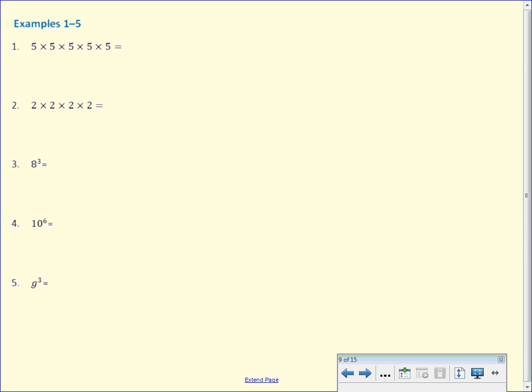So for number 1, what is my base? 5. And I have 1, 2, 3, 4, 5. So what's my exponent? I don't like that example. They should have used different numbers. All right, for number 2, what is my base? 2. And what is my exponent? 1, 2. What's my exponent? For number 3, what's my equivalent expression? Number 3.